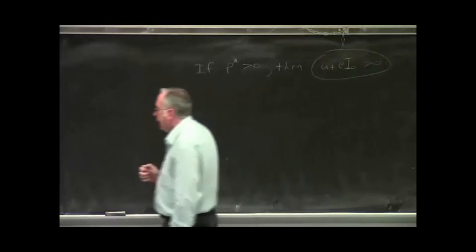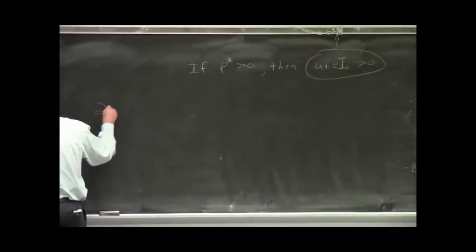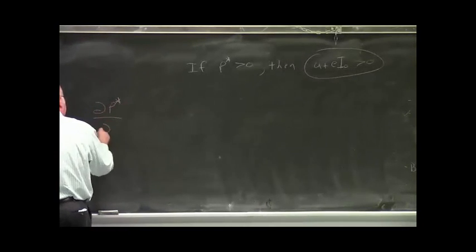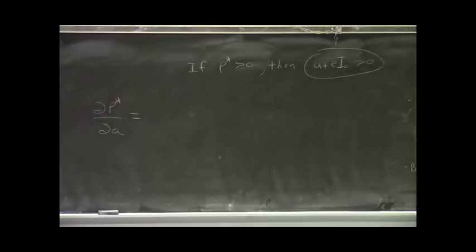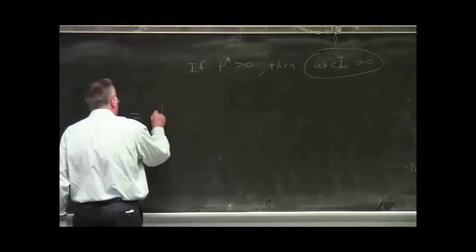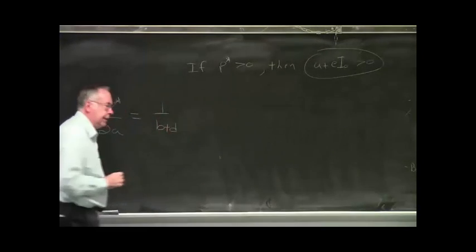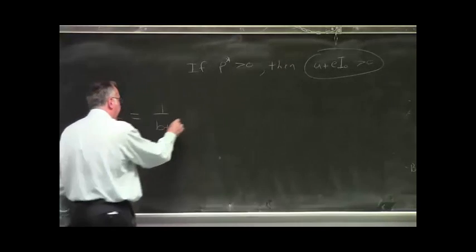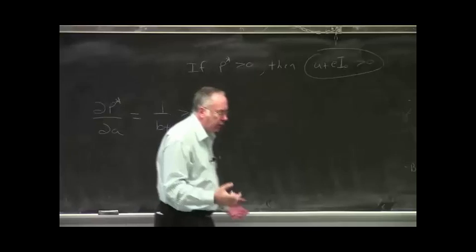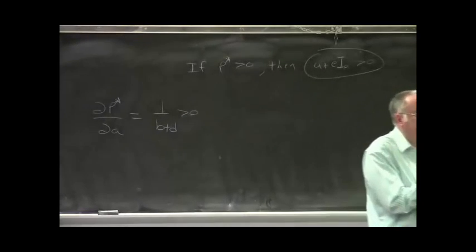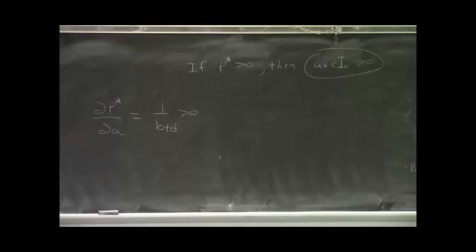Now let's do our comparative static derivatives. Partial P star, partial A is what? Anybody? Heather? Yes, 1 over B plus D. And we know it has what sign, Heather? Positive, because B and D are positive. So this has to be positive. So in words, that means, Heather? Exactly. P star and A move in the same direction.